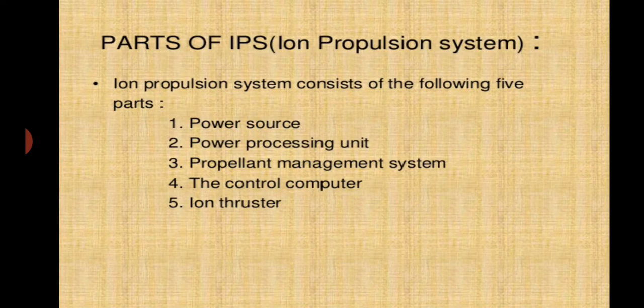So next, parts of the ion propulsion system. The ion propulsion system consists of the following five parts. First one, power source. Second one, power processing unit. Third one, propellant management system. Fourth one, the control computer, and lastly, the ion thruster.